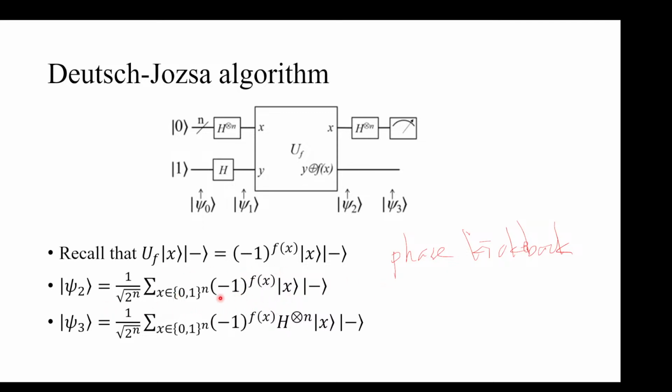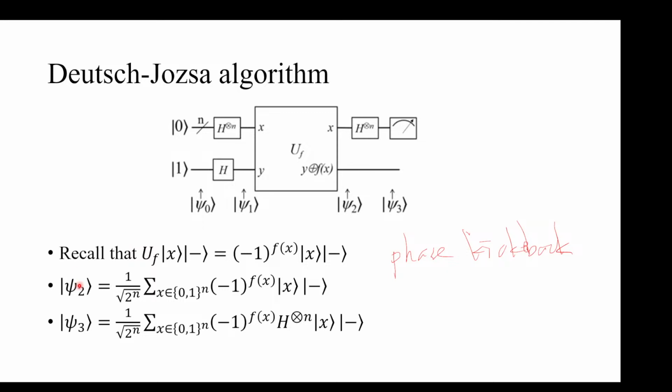So we have a sum over all possible inputs, but each input has a different (-1)^f(x) based on it. So we have this weird superposition of different inputs attached to different phases. Okay. And now we go to the hardest part to analyze in the algorithm.